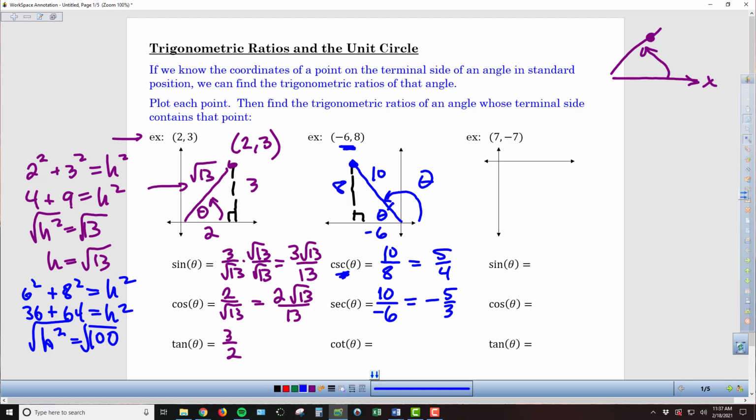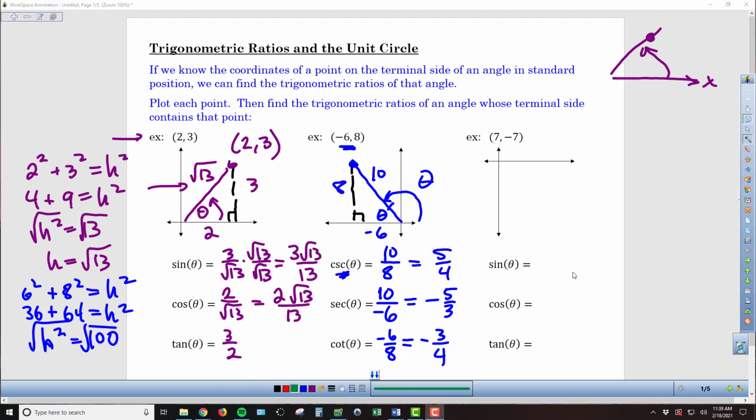And then finally, for cotangent, instead of tangent, which is opposite over adjacent, we're going to go adjacent over opposite. So we've got -6 over 8. And so if we reduce, we get an answer of -3/4.